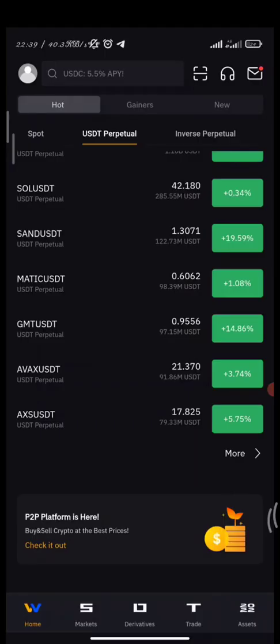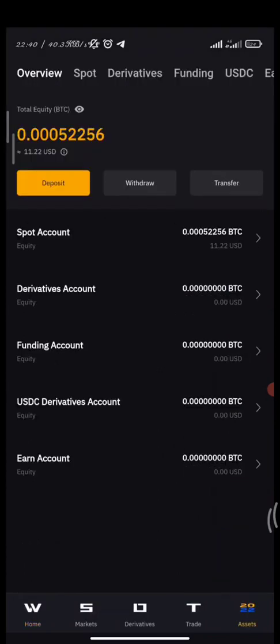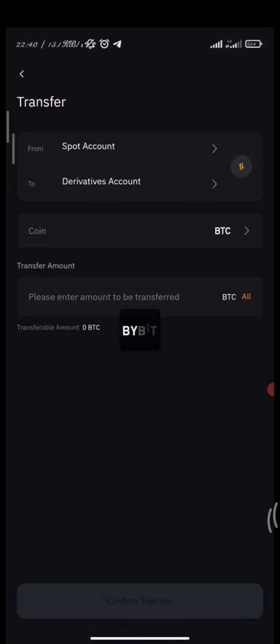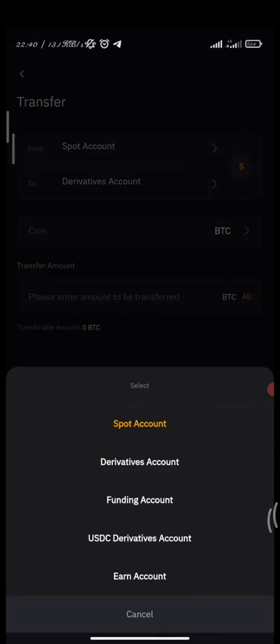Okay, sorry about that. You can see in my spot I'm having $11.2, and that's not what I want to do. I want to go to futures. We want to go and see what lies there in futures. So I can just click on transfer. I can transfer from my spot to my derivative.